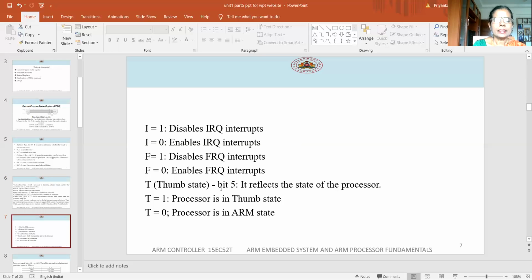And T is bit number 5. It reflects the state of the processor. Whether the ARM is executing thumb instructions or ARM instructions is decided by the T state. If T is equal to 1, the processor is in thumb state. T stands for thumb, so definitely it must be 1. If T is equal to 0, the processor is in ARM state.